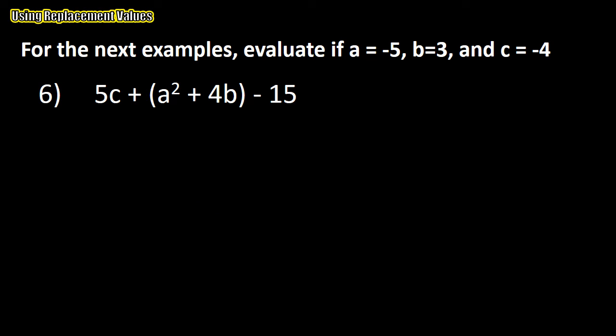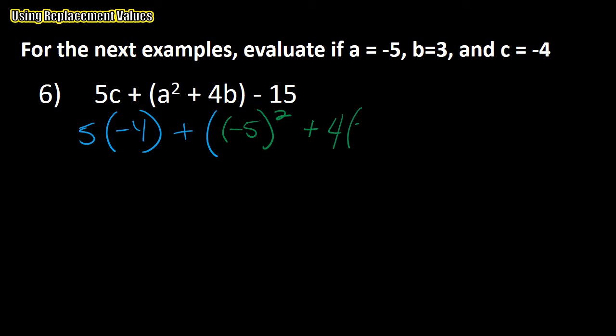Number 6, we've got a lot going on here, but guess what? We're going to do it one step at a time. So I have 5 times negative 4. And then plus, in parentheses, I have A squared. So what I'm going to do is put negative 5 squared to help me out, plus 4B. So I have plus 4 times 3.